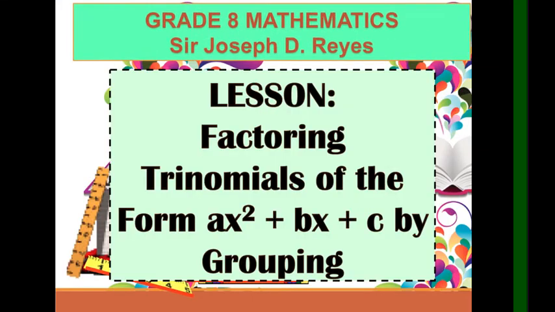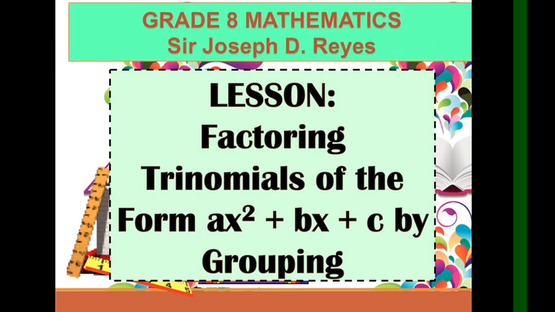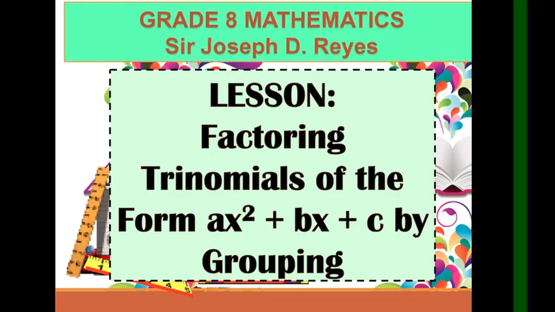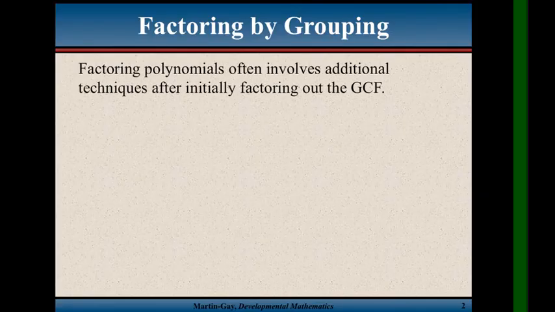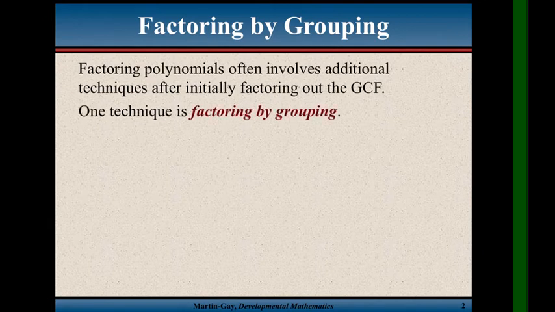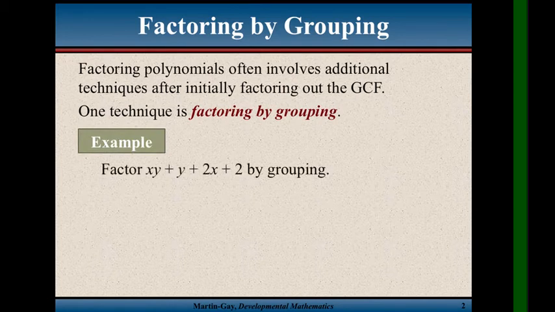Good day everyone. Our topic for today is all about factoring trinomials of the form ax squared plus bx plus c by grouping. Factoring polynomials often involves additional techniques after initial factoring out the GCF. One technique is factoring by grouping. Example: factor xy plus 2x plus 2 by grouping.